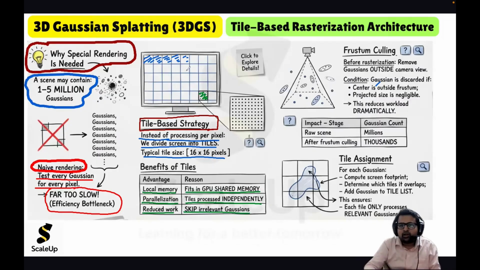Let us suppose I have a very big Gaussian, something like that. It is occupying maybe 4 tiles at a time, max, or 5 tiles also. But it cannot occupy all the tiles. So we are skipping irrelevant Gaussians while processing a particular tile. And that's a very big computational advantage we get in the tile-based strategy.